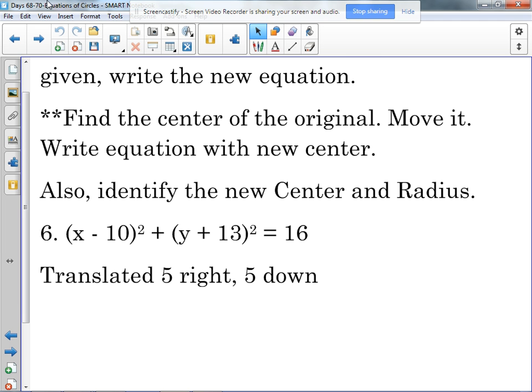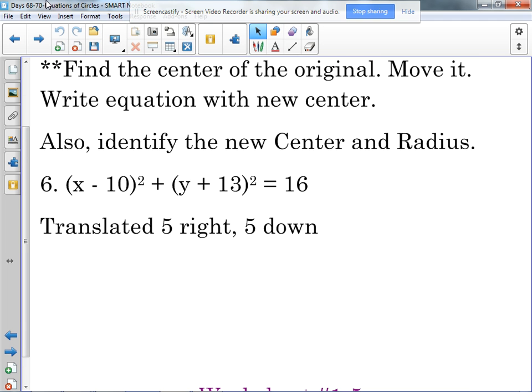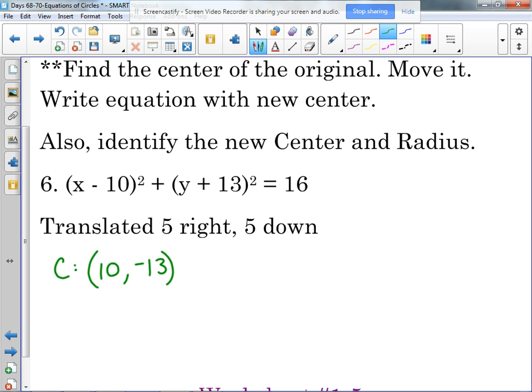Okay, if we're looking at number 6, what is the center of that circle in number 6? What is the original center there? What's the x-coordinate? Positive 10. What's the y-coordinate? Negative 13. Okay, remember we change the sign when we take those out. So the original center is positive 10, negative 13.